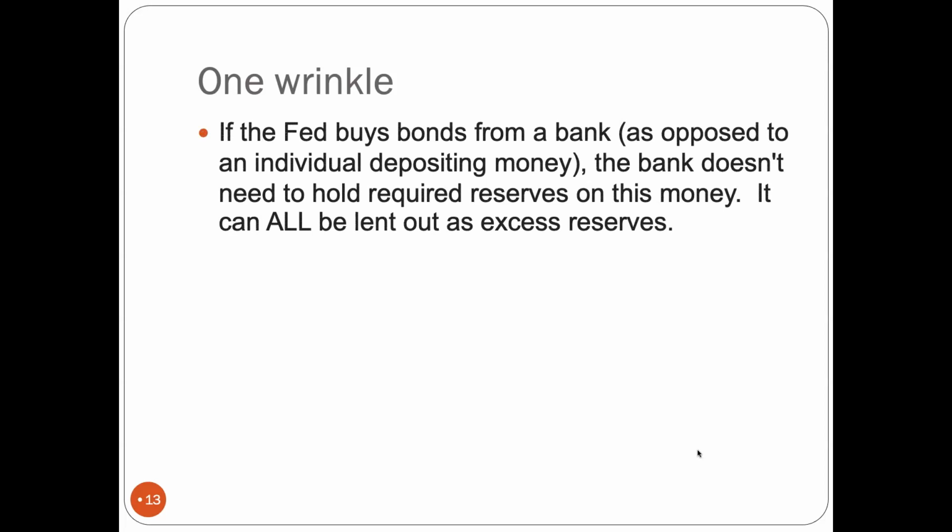All right, so one wrinkle. Sometimes this pops up on my tests as well as the AP test. If the Federal Reserve, not an individual, buys bonds from a bank as opposed to an individual depositing money, the bank doesn't have to hold reserves on this money. It can all be lent out as excess reserves. So this is something just to keep in mind in case you see this on the AP test. I will go through some scenarios in class regarding what happens when the Federal Reserve buys bonds as part of monetary policy, and what that will look like when it comes to multiple deposit expansion and max change in loans and money supply and all that good stuff.